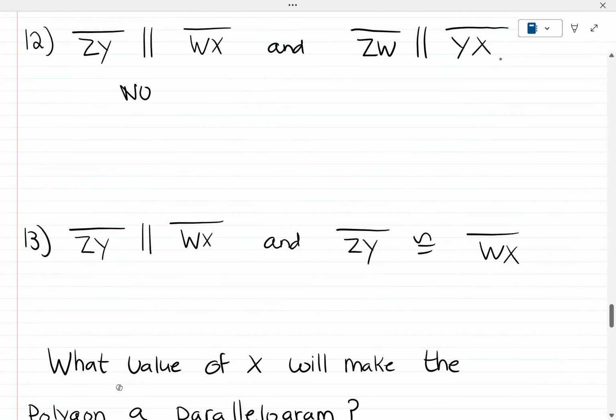13 is line segment ZY parallel to line segment WX and line segment ZY congruent to WX. If they were parallel, right? If line segment ZY is parallel to WX, that means they must also be congruent. So let's just say hypothetically it had arrows, and then that means that these sides are congruent. So I'm gonna say yes.